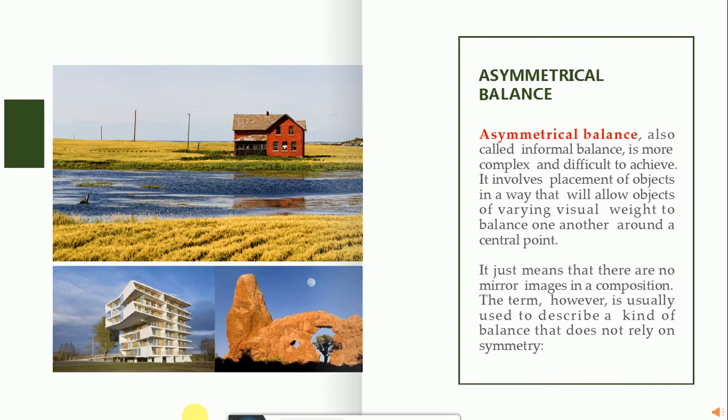Asymmetrical balance, also called informal balance, is more complex and difficult to achieve. It involves placement of objects in a way that will allow objects of varying visual weight to balance one another around a central point. It just means that there are no mirror images in a composition. The term, however, is usually used to describe a kind of balance that does not rely on symmetry.